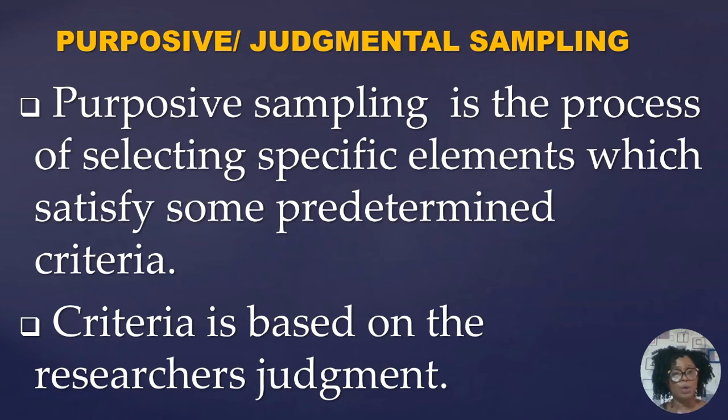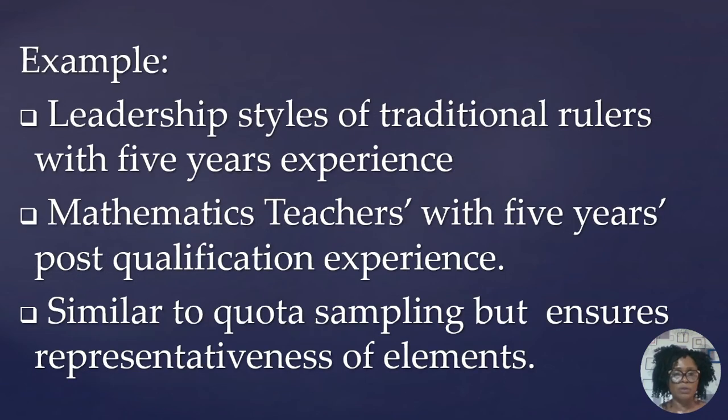So it is you. You want to study traditional chiefs. You say, well, I don't want to sample because I'm working on traditional chiefs. They will serve the purpose. You have joined and you study those. Example, leadership styles of traditional rulers with 5 years experience. So already you say, I'm working with traditional rulers with 5 years experience. You have decided on the people you want to work with, so you don't need to go and do all this rigorous sampling. You move straight to this group. Another example: mathematics teachers with 5 years post-qualification experience. You've already judged what you want to work on.